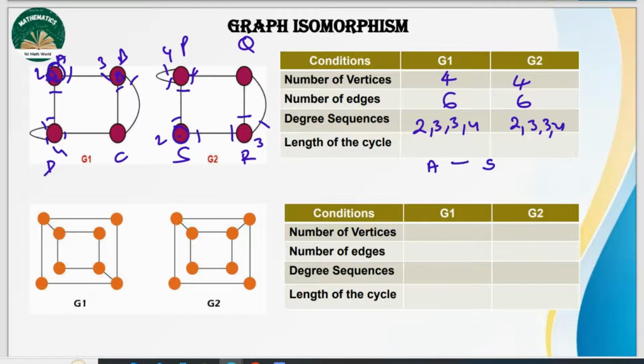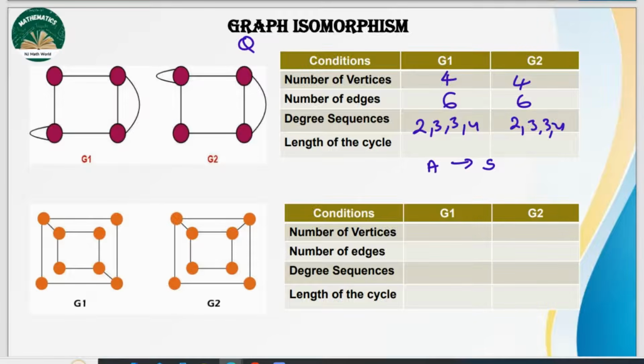yes. Then if I take the next one, because A and S have the same degrees, I continue with the next vertex. Then if you take A, B, C, D, and here also A, P, Q, R, S. Now R should be mapped with the vertex that has degree 3.